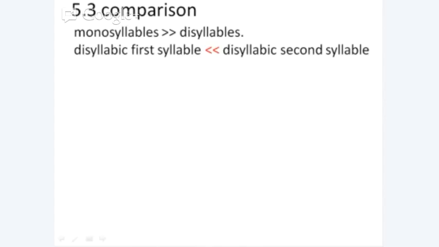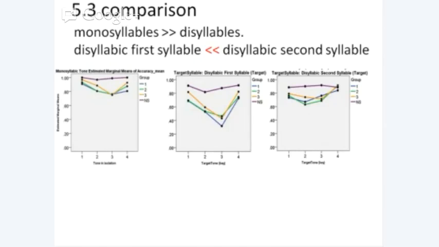But the disyllabic first syllable tone is not as predicted. It's higher than the disyllabic second tone. So we can see across that the monosyllable and disyllabic first, you can see the third tone is really towards the second tone as well. And that's the disyllabic second syllable.